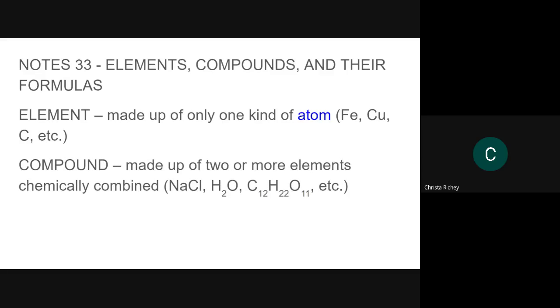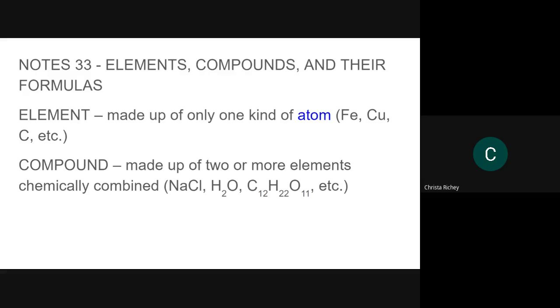Compounds have two or more different elements that are chemically combined. They have to be different. So like water is H2O. It has 3 atoms in it, but it's made up of hydrogen and it's made up of oxygen.